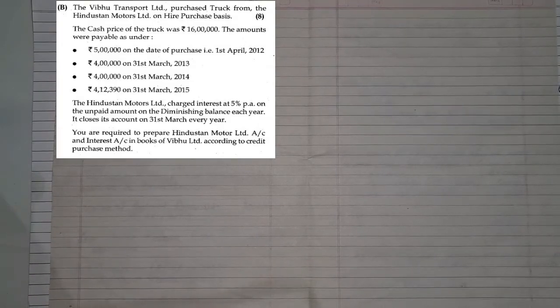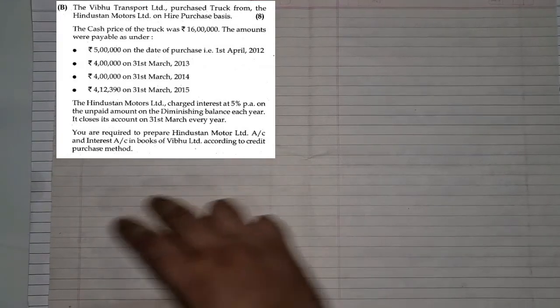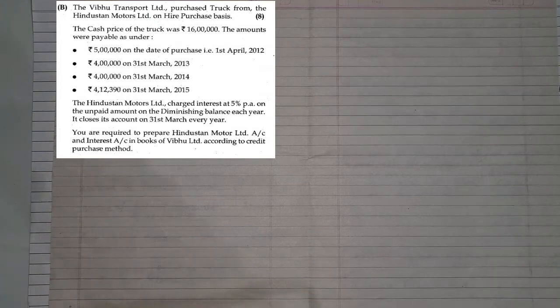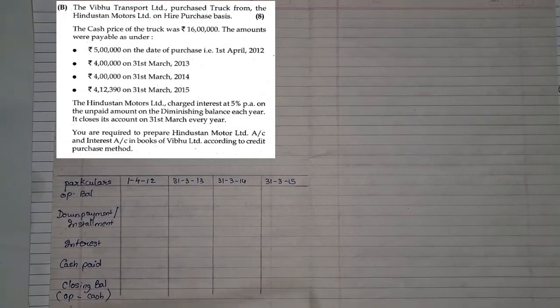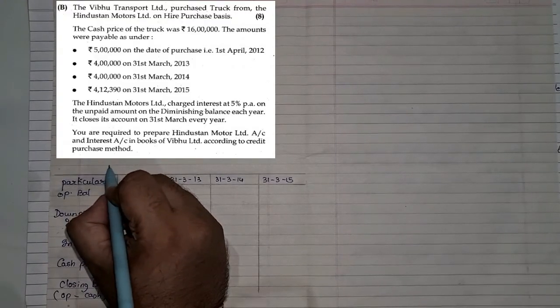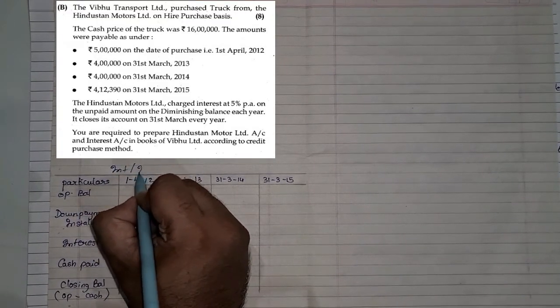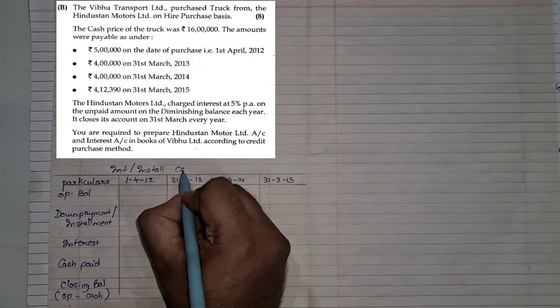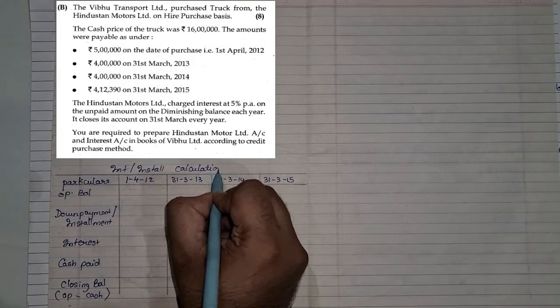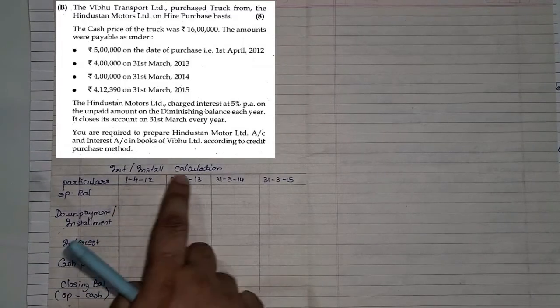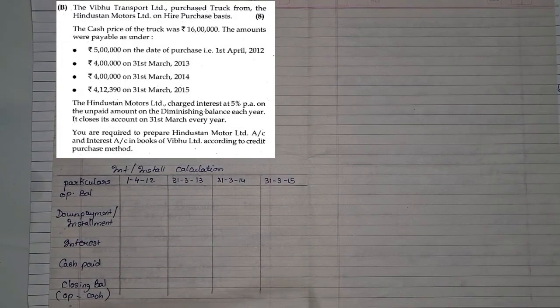Okay, for this, the very first thing you will have to do is make a working note. We'll make a working note based on what the installment amount is, what the interest amount is, and what the closing balance is. For that we'll do a working note. So for that I will be creating a table here. I'll just pause the video, make the table, and then we will start with the sum. Okay, now this is the interest and installment calculation. We have particulars 2012, 13, 14, 15, which is what they have given to us.